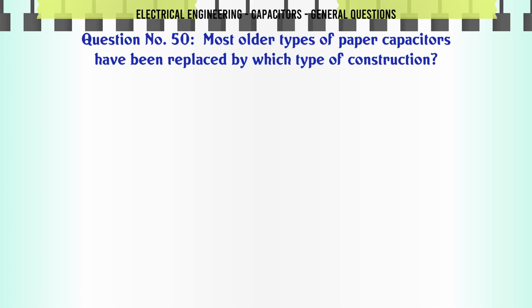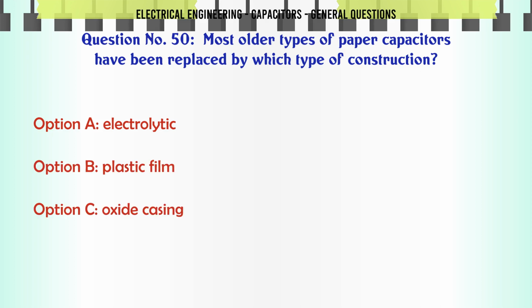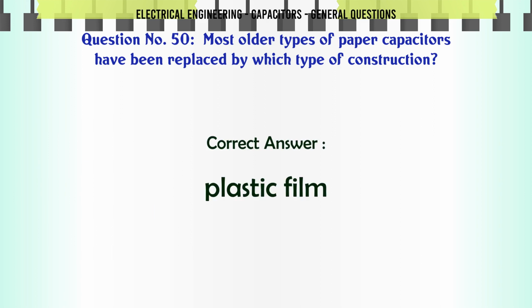Most older types of paper capacitors have been replaced by which type of construction? A. Electrolytic. B. Plastic film. C. Oxide casing. D. Waxed paper. The correct answer is plastic film.